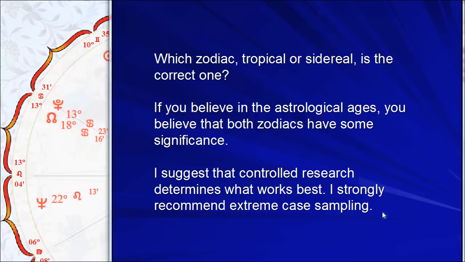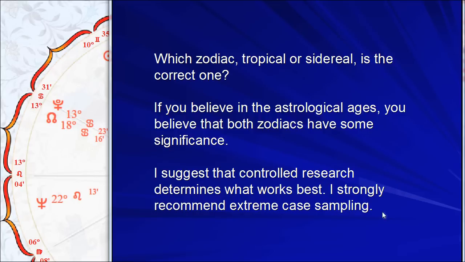I think it's important. And they say tropical works for me, sidereal does not work, and the other person says sidereal works for me. And it's a lot of anecdotal evidence and personal experience, and I think controlled research, controlled studies are extremely important for resolving anything in astrology, and the method that I often recommend is extreme case sampling, and lots of my tutorial videos, for example, the videos on the meanings of zodiac signs, use extreme case sampling.